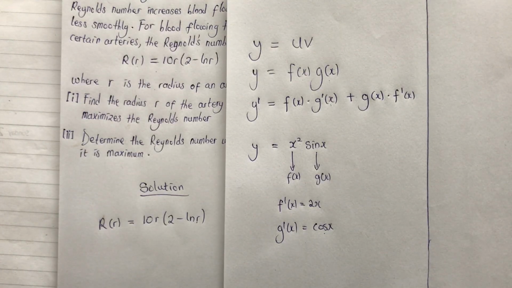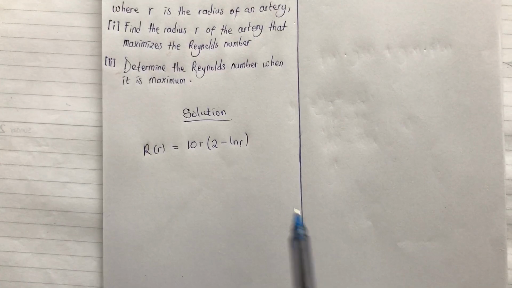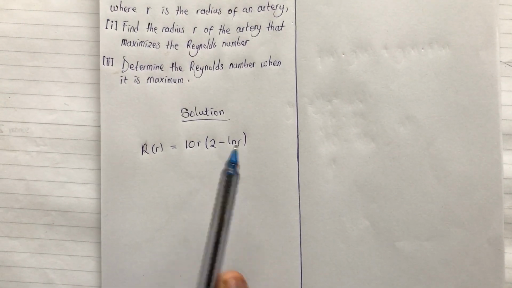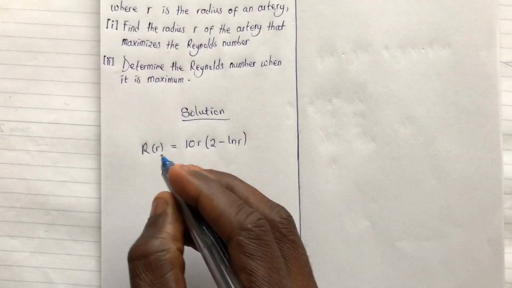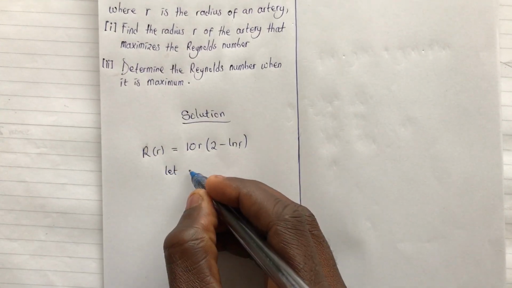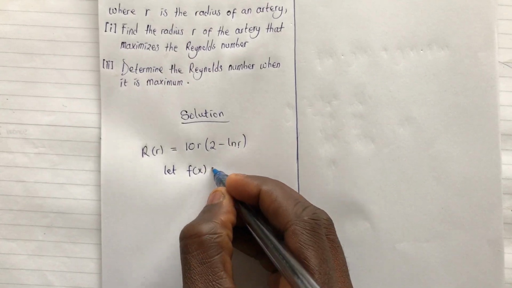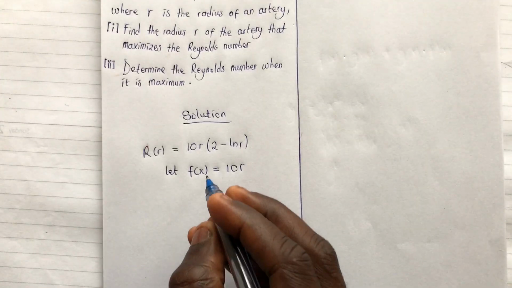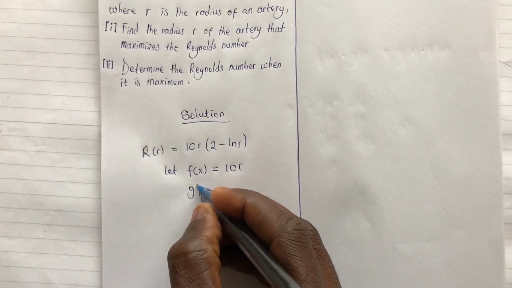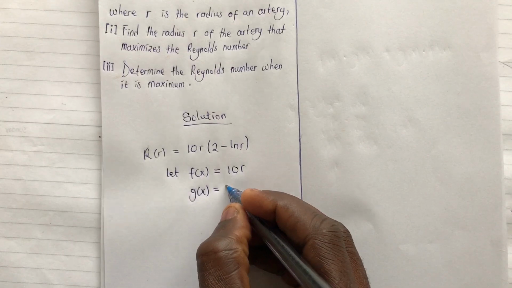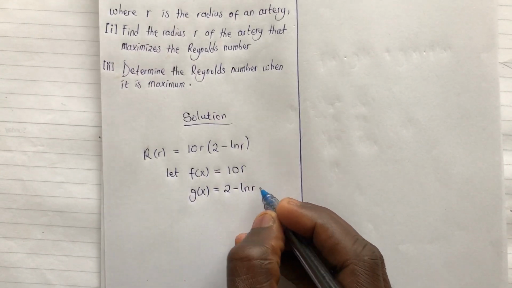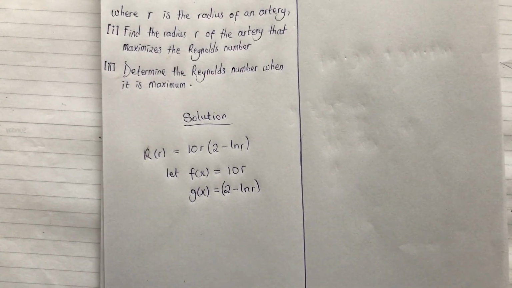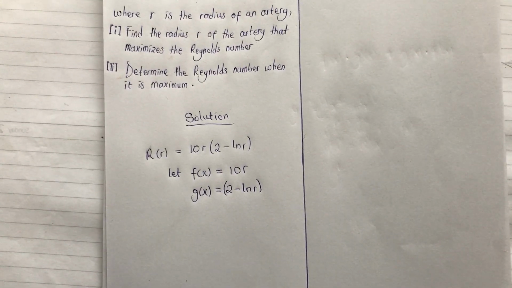So let's start. Now the first thing I'll do is to name the two separate functions, this one f of x, this one g of x. So let's say something like, let f of x be equal to 10r. Then let g of x be equal to 2 minus ln r. Alright, so now differentiate the two separate functions separately.